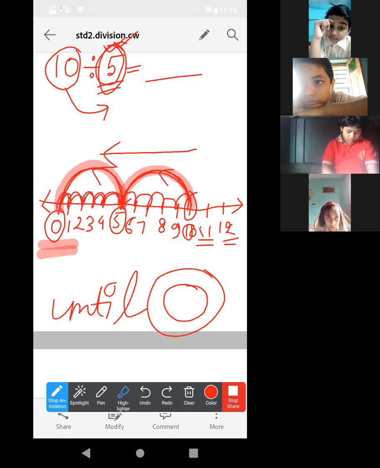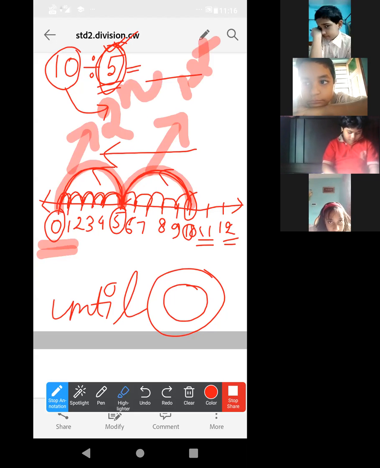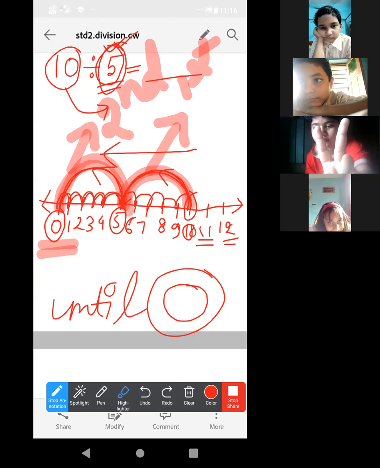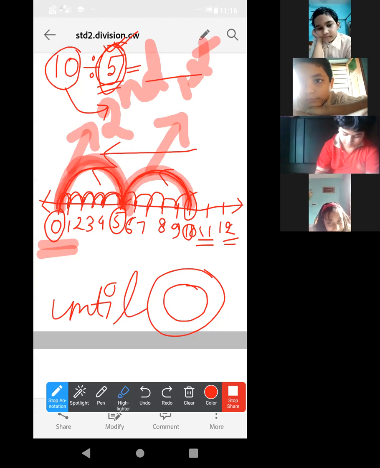Yes, we have got 0. Now how many times did we move? Look, this one first time, this one second time. So 2 times we jumped. So what will be the answer? As we jumped 2 times, 2 is the answer. Understood or not, all of you? Is this clear?